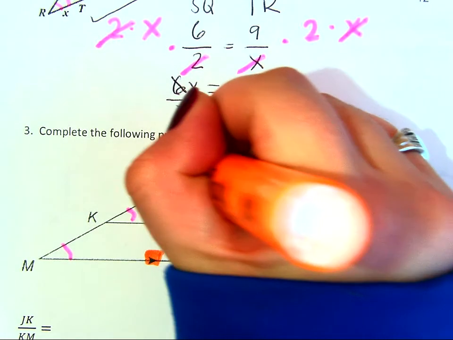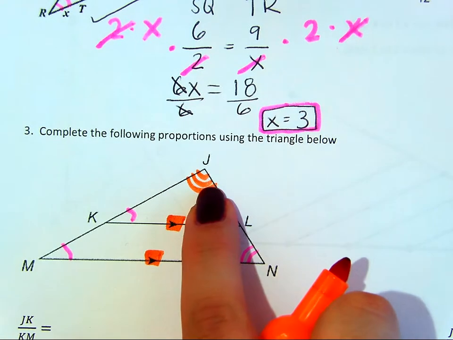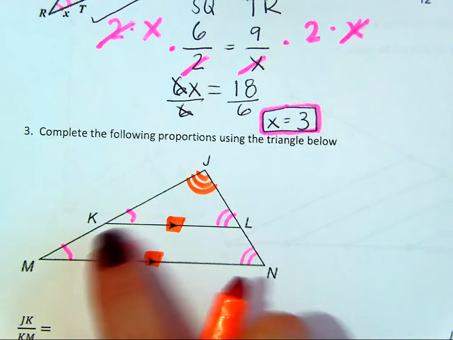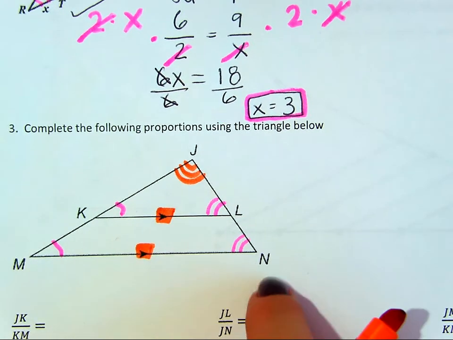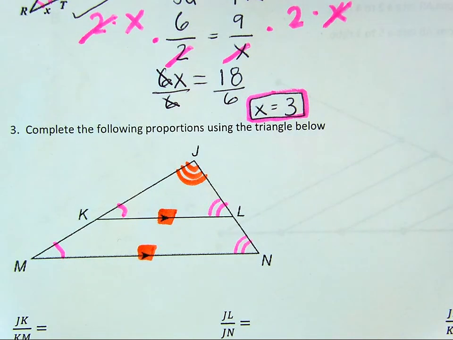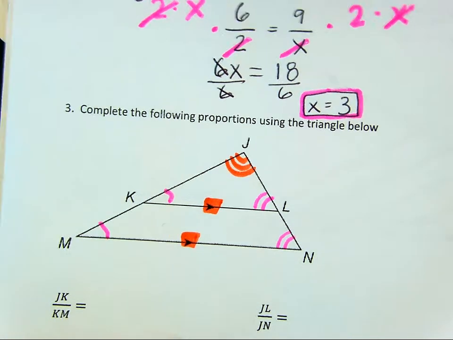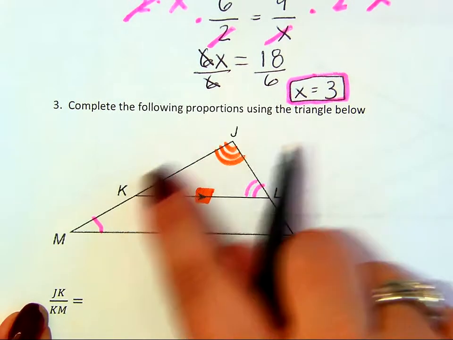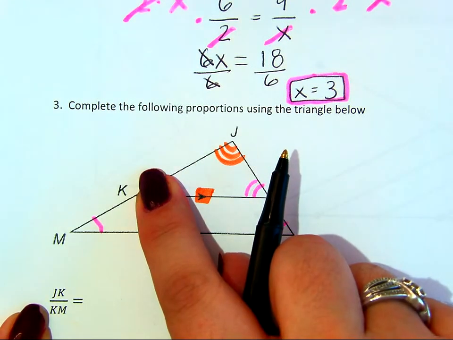Let me put 3 marks here. So J corresponds to J, K corresponds to M, L corresponds to N. These two triangles are similar. All the angles are congruent. So we're going to set up the proportions. JK corresponds to JL.